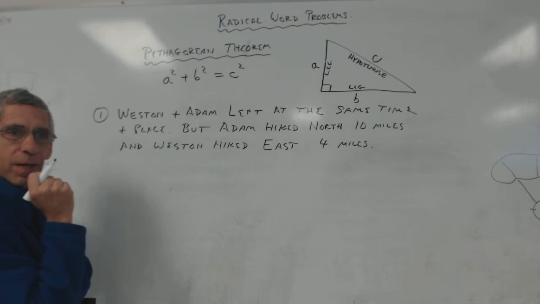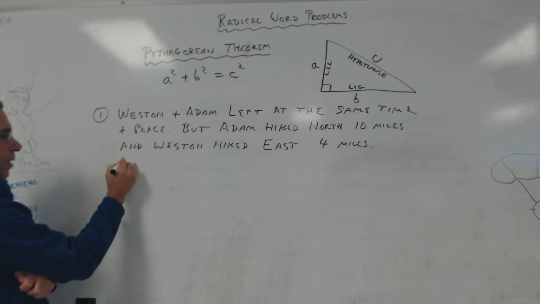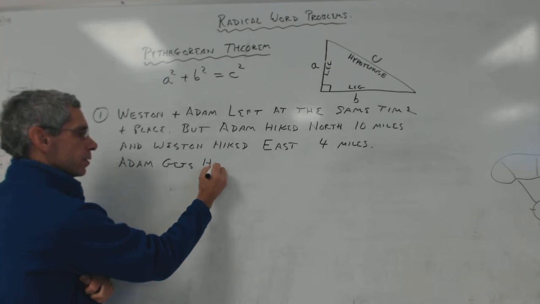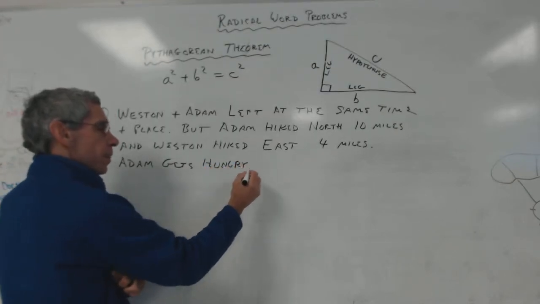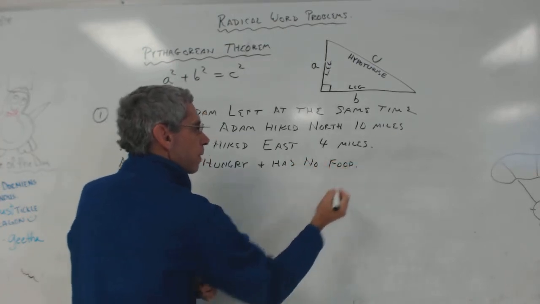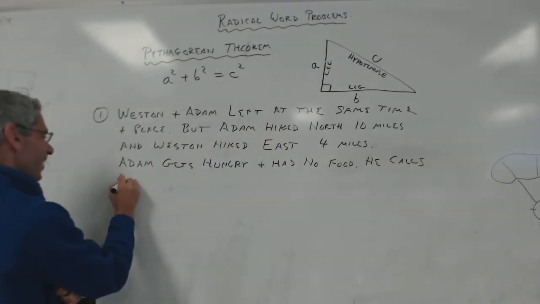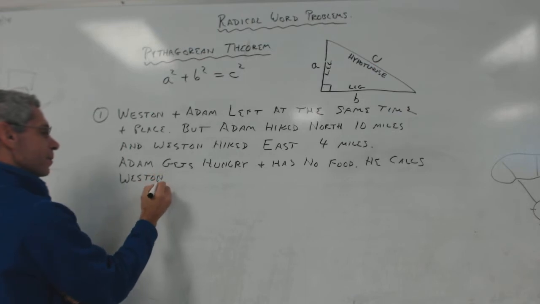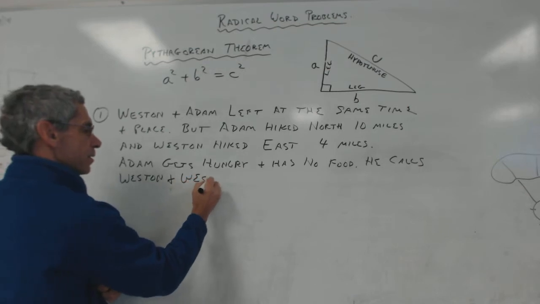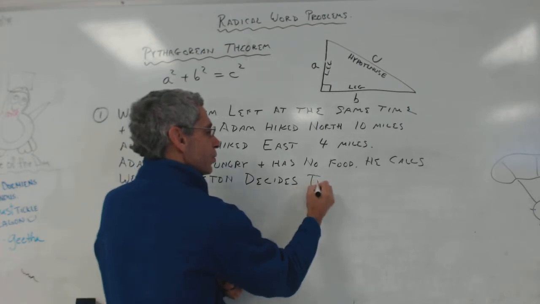Let's see, what could happen that makes them so suddenly... Adam gets hungry and has no food. He calls Weston. Said he forgot the food. And Weston decides to hang glide.